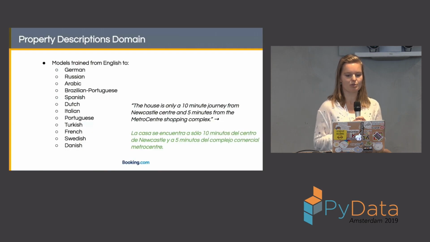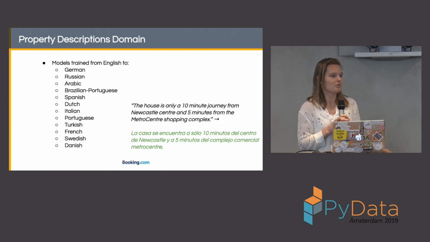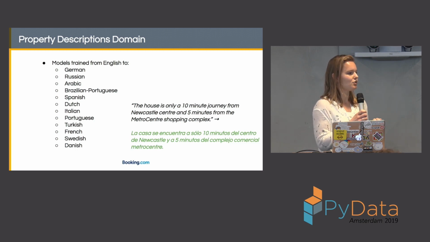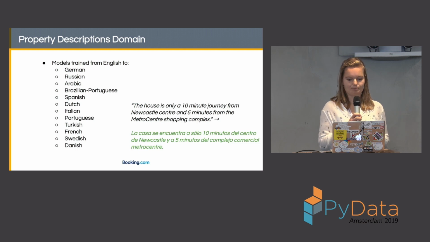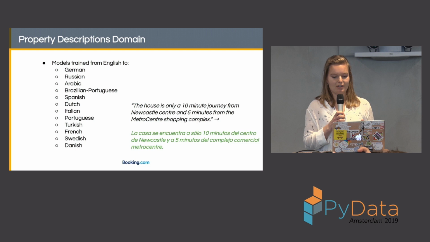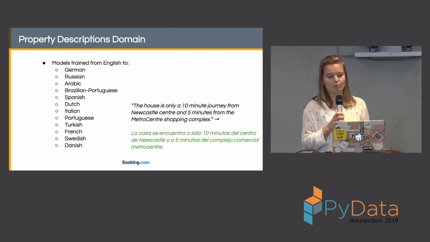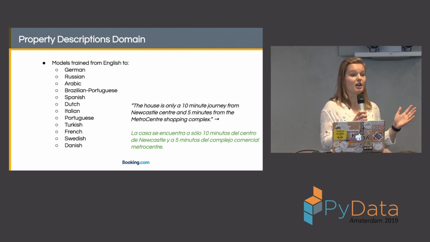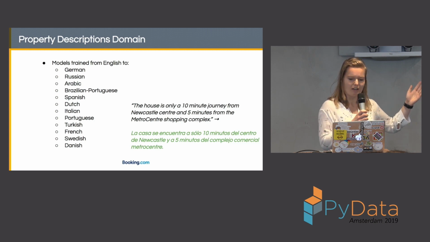Some context. The machine translation team has existed for around 3 years. What we used to focus on is translating the property descriptions. So we would get text like the one you see here: The house is only a 10-minute journey from Newcastle Center and 5 minutes from the Metro Center shopping complex. You can see this is a really specific kind of text. And we would always translate from English into any of these, I think it's 11 languages.